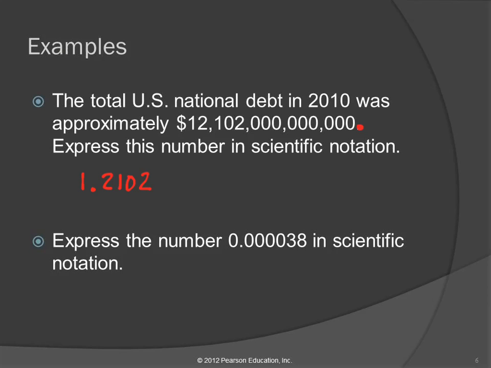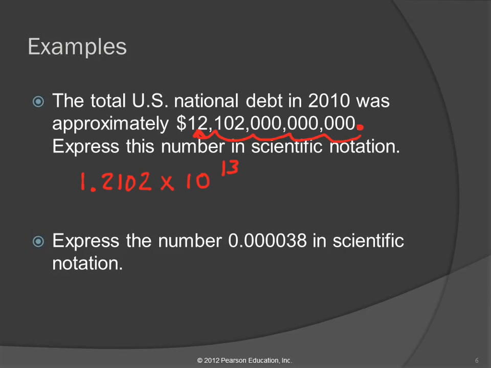So we move the decimal point so that this decimal part of our scientific notation number is between 1 and 10, 1.2102. And this is going to be times 10 to the something. And then we have to figure out how many places we moved that. Well, this has commas in it, so we could group by threes. There's 3, 6, 9, 12. We moved it 13 places. So the exponent is 13.